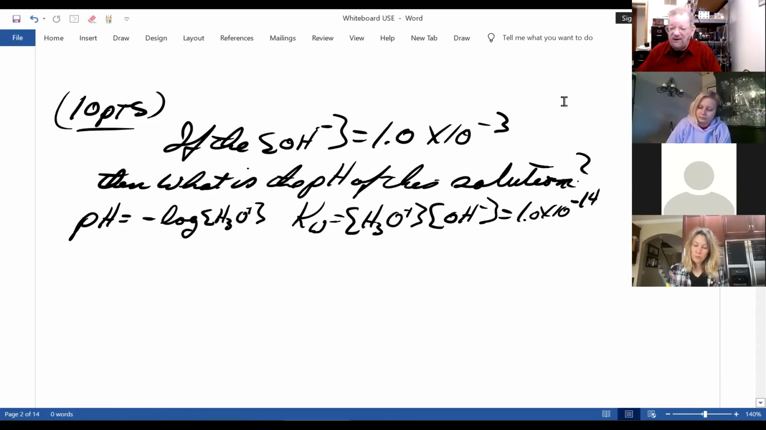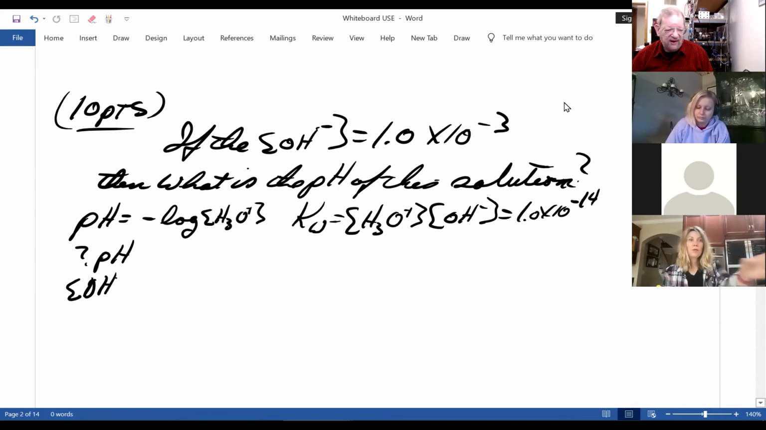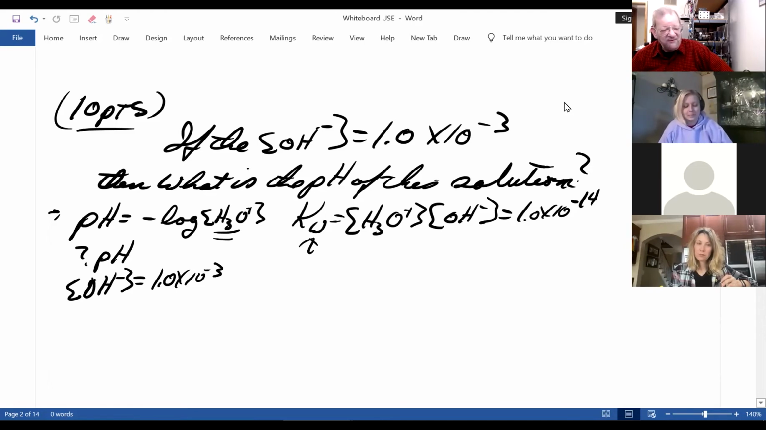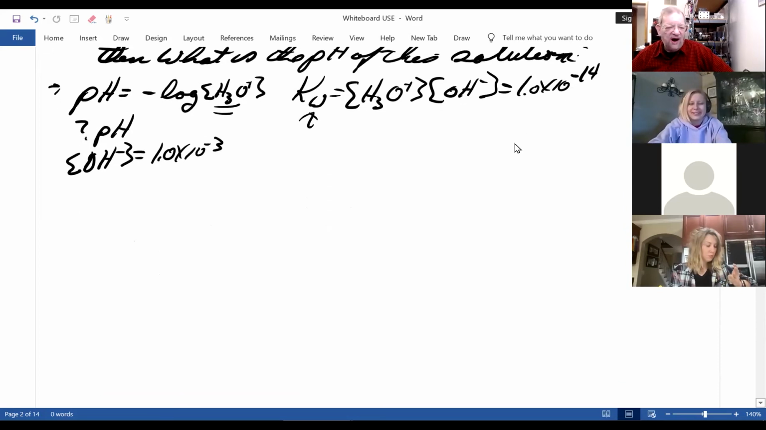Everybody see the problem on the whiteboard now? All right, let's do this. What are we being asked to find? The pH. What are we given? The hydroxide ion concentration. And we're also given the pH is this and Kw is this. And if you notice, you need hydronium ion concentration due to pH. And oh no, Dr. White didn't give them to you. Oh, is he mean today? So how do you do this? You need 2 steps.